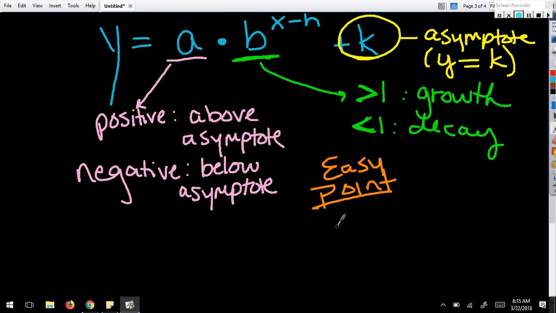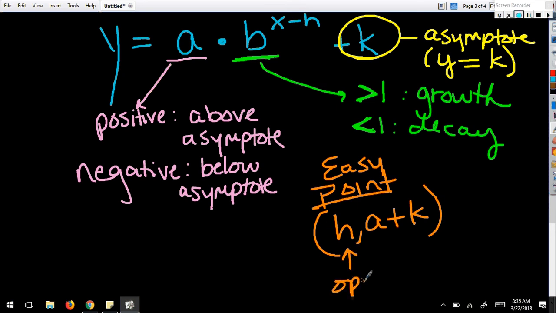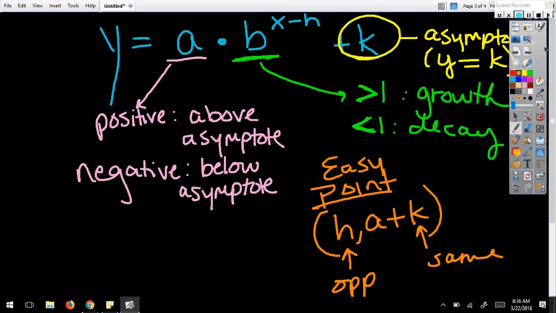It is always H, A plus K. This one's a little different because I have to add the A. But the H is still the opposite sign, and then A plus K. That's going to be a point on your graph. So that's one you have to do absolutely no calculation to find. It's there for you. It's just an easy point on your graph.